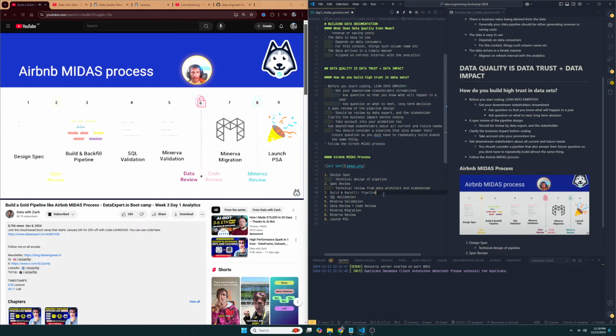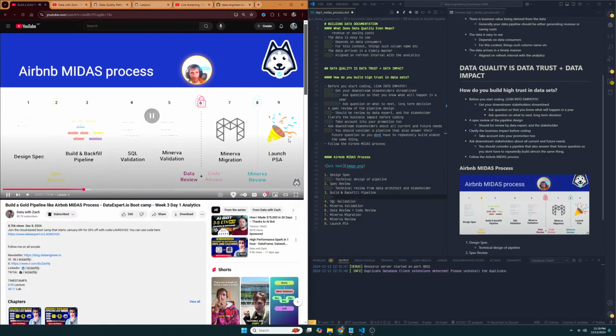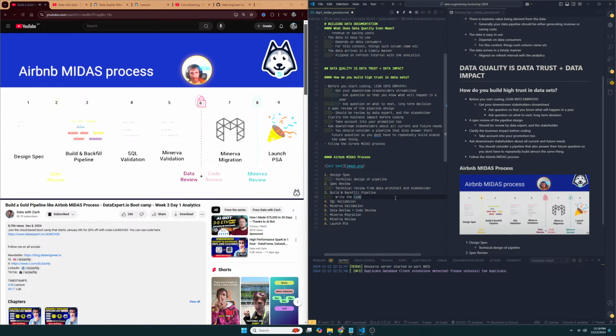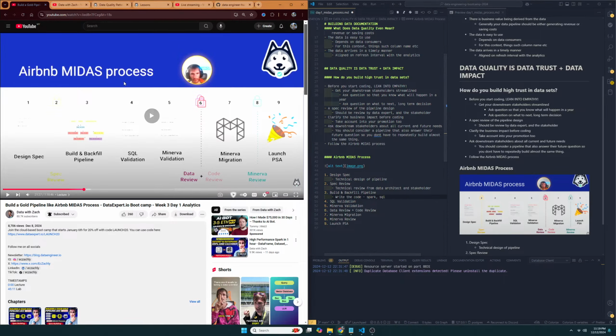Then you do a build and backfill of your pipeline. So you actually go and write all the Spark code and the Airflow code, and then you actually create the backfill code for your pipeline. Keeping in mind here, when you backfill, you're not backfilling all of history at first. You backfill like 1 month.